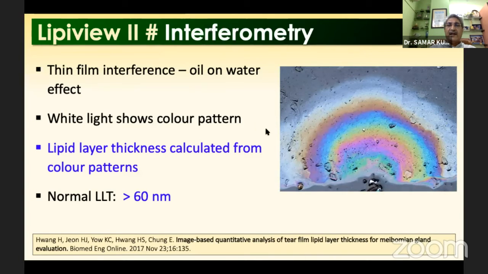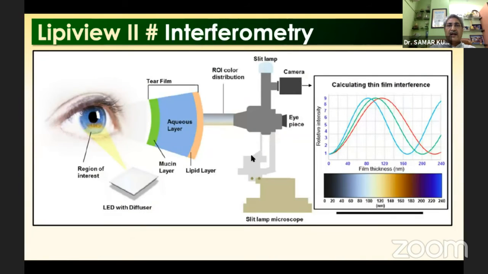So the interferometry is just like if you put oil in water, that kind of effect. When the machine throws the white light, it shows a color pattern, and lipid layer thickness is calculated from those color patterns. Normal LLT or lipid layer thickness is more than 60 nanometer. The whole machine is doing that, nothing with us or the technician.